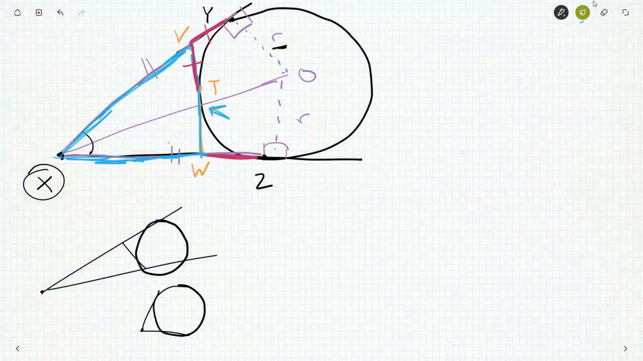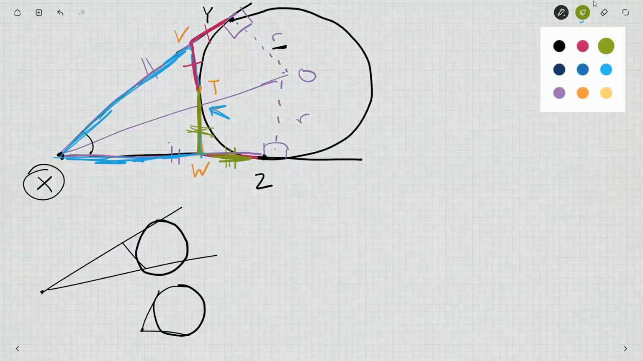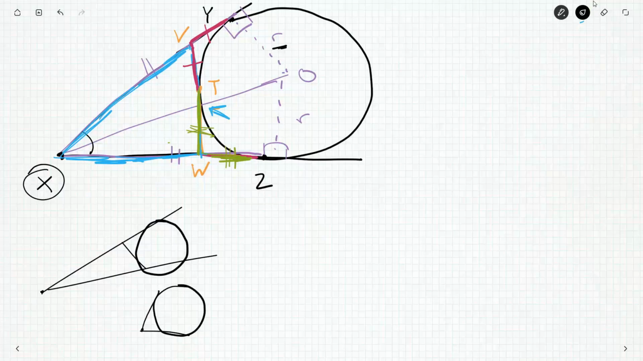And the same thing happens with w, because t is the tangent point there. So these guys are going to be the same. And so it's the two blue lines plus one green line and one red line. And so, yeah, I think we can get the perimeter of this triangle as a constant. Let's just sort of talk it through.